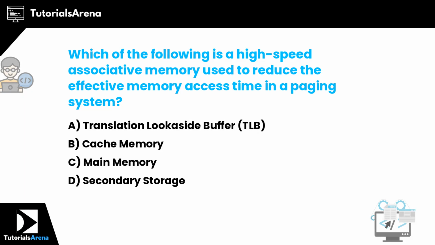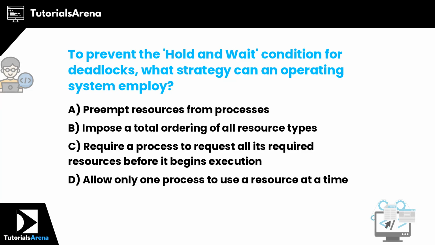Which of the following is a high-speed associative memory used to reduce the effective memory access time in a paging system? The correct answer is option A, translation look-aside buffer, TLB. To prevent the hold and wait condition for deadlocks, what strategy can an operating system employ? The correct answer is option C, require a process to request all its required resources before it begins execution.